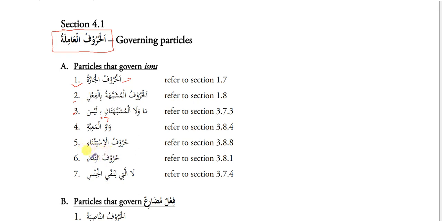Then we have huruful istisna like illa, hasha and khala, and all these huruf are responsible for making changes in the i'rab of the mustasna. Then we have hurufun nida. Harf nida are responsible for the i'rab of munada. And then we have la allati li nafi'il jins, the la which is used to deny the whole gender or category. This la also gives zabar to the mubtada.